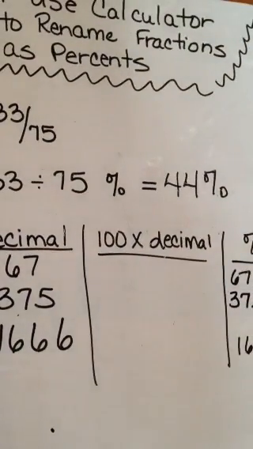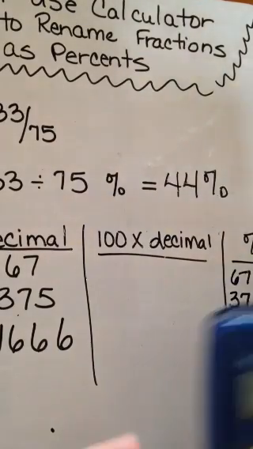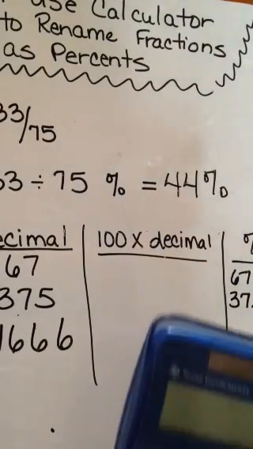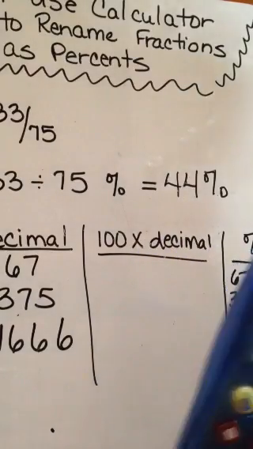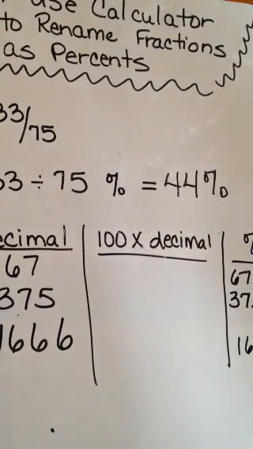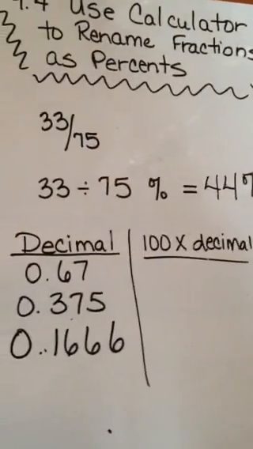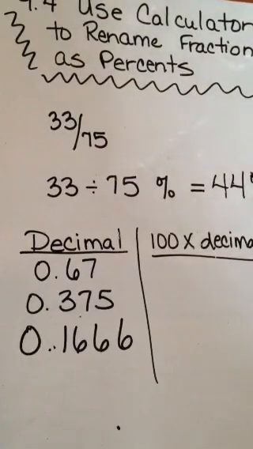Okay. So just to show you how we can do that with a calculator, one more time, what we did was we entered our decimal, we multiplied it times 100, and that actually gave us the percent for that decimal. So again, this was changing fractions as percents, and then also taking decimals and turning those into percents.